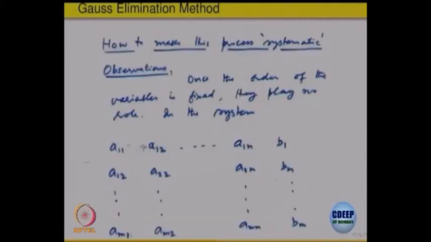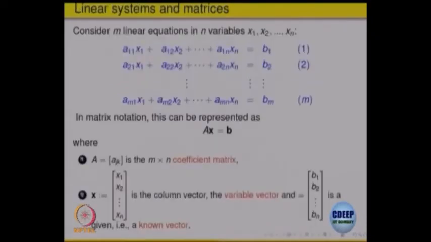To make the system more systematic, we realize that the coefficients are important and not the variables. So, a11 x1 plus and so on. What we do is we just look at the coefficients of these equations. Here it was equal to b1. So, we look at this array of numbers. So, it becomes important to study arrays of numbers. That gave us the concept of what is a matrix. Such a thing is called a matrix.